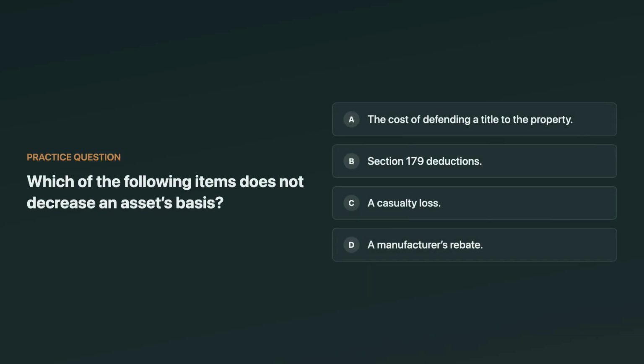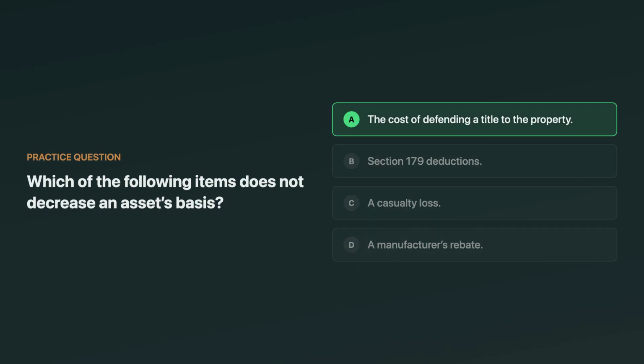Which of the following items does not decrease an asset's basis? Choices include the cost of defending title to the property, Section 179 deductions, a casualty loss, and a manufacturer's rebate. Think about which one is treated as a capital cost instead of a reduction.